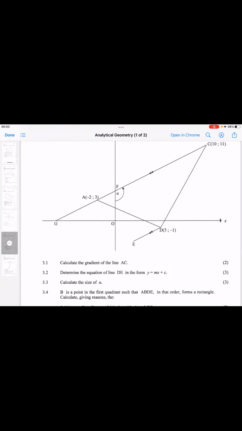3.1, calculate the gradient of the line AC. Doesn't look complicated, and it's allocated 2 marks. So let's see. Where is the line AC? There is A, and then from A to C, there is C. So obviously, you're going to use the gradient formula that we know. Remember, guys, analytical geometry is a game of 2 things, not that complicated. You actually use the same formulas for questions which are asked differently. Just be careful of that.